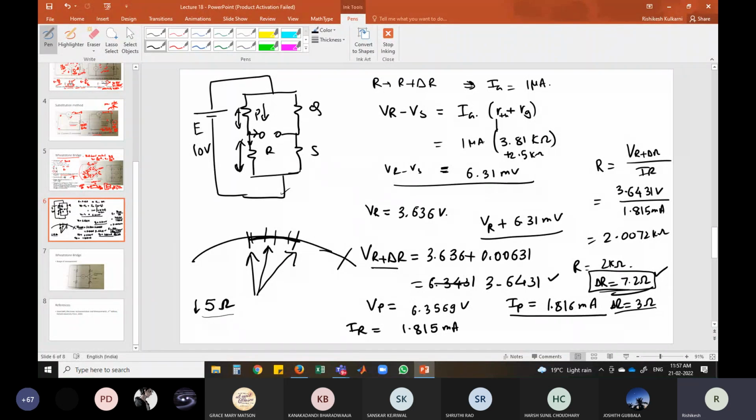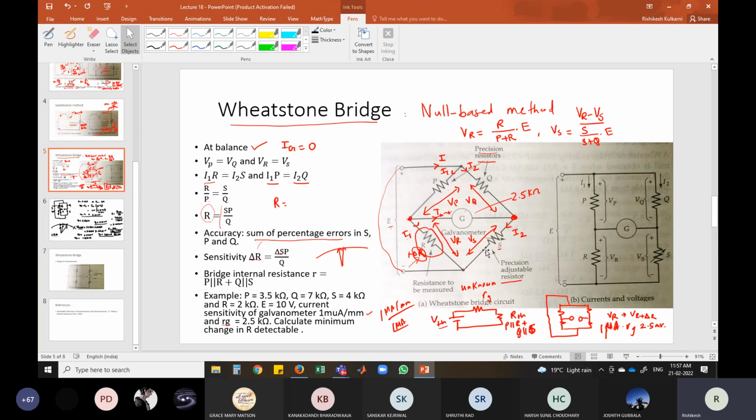Please try to understand the Wheatstone bridge carefully, because this will also come in the signal conditioning part of the sensors. It is a very useful technique in sensing. We'll continue in the next class.